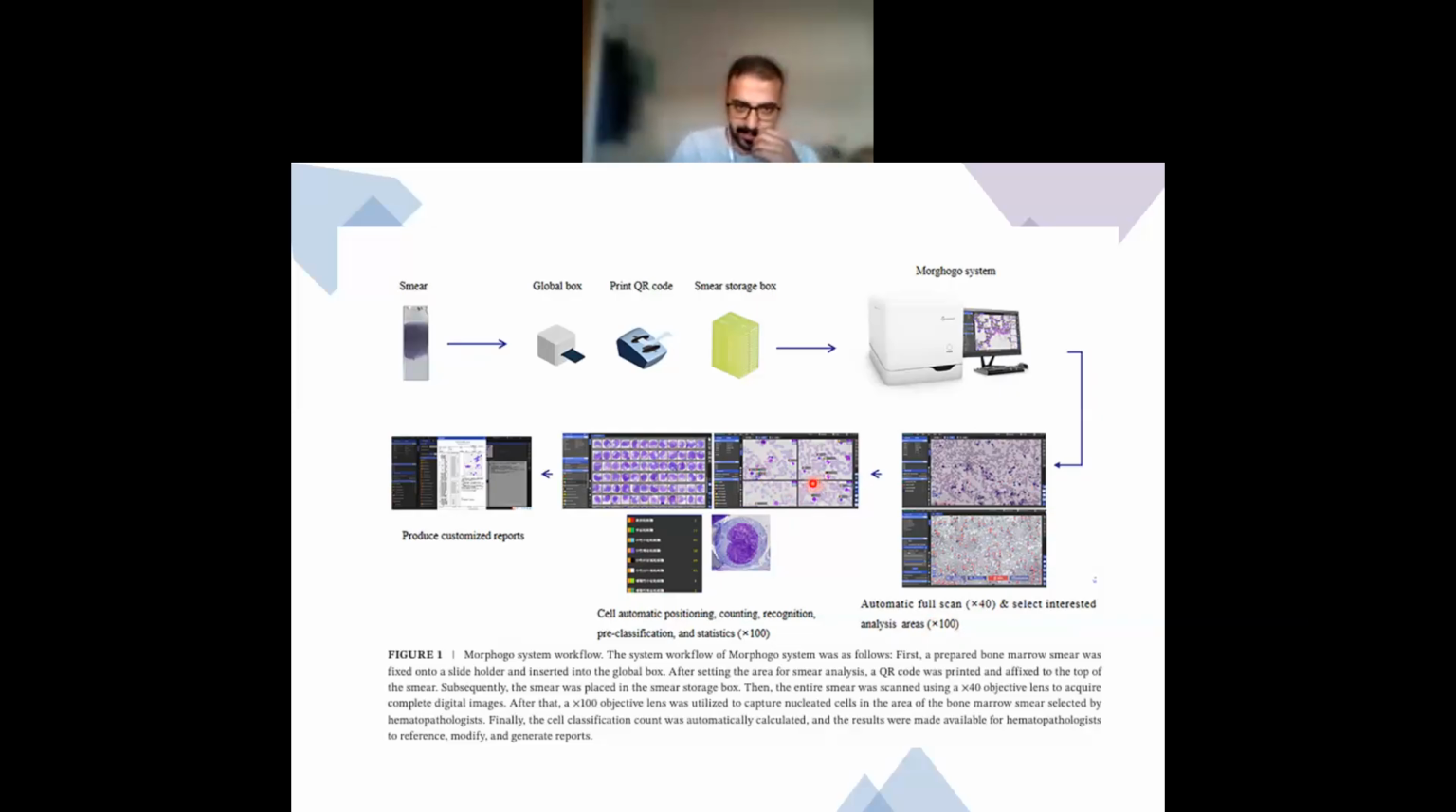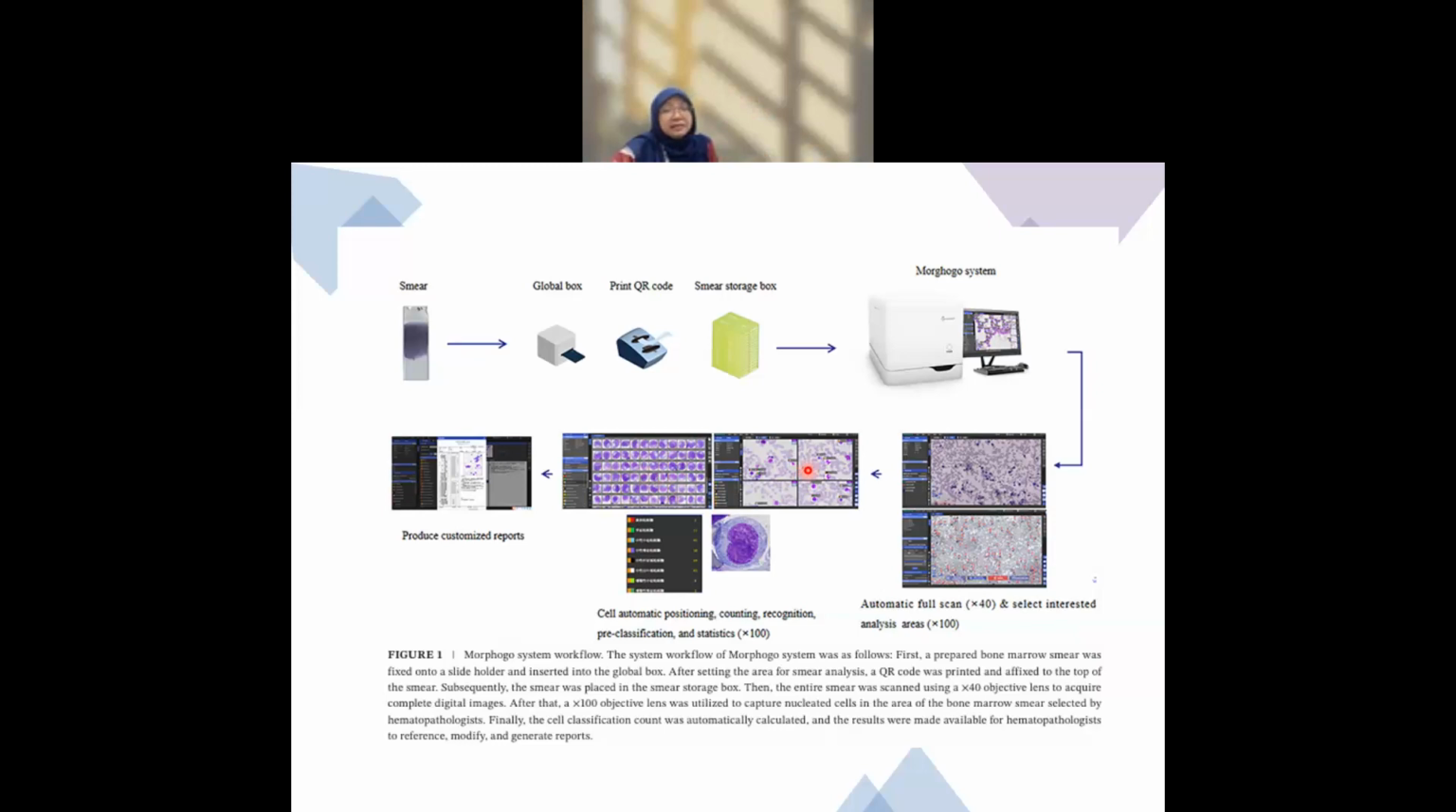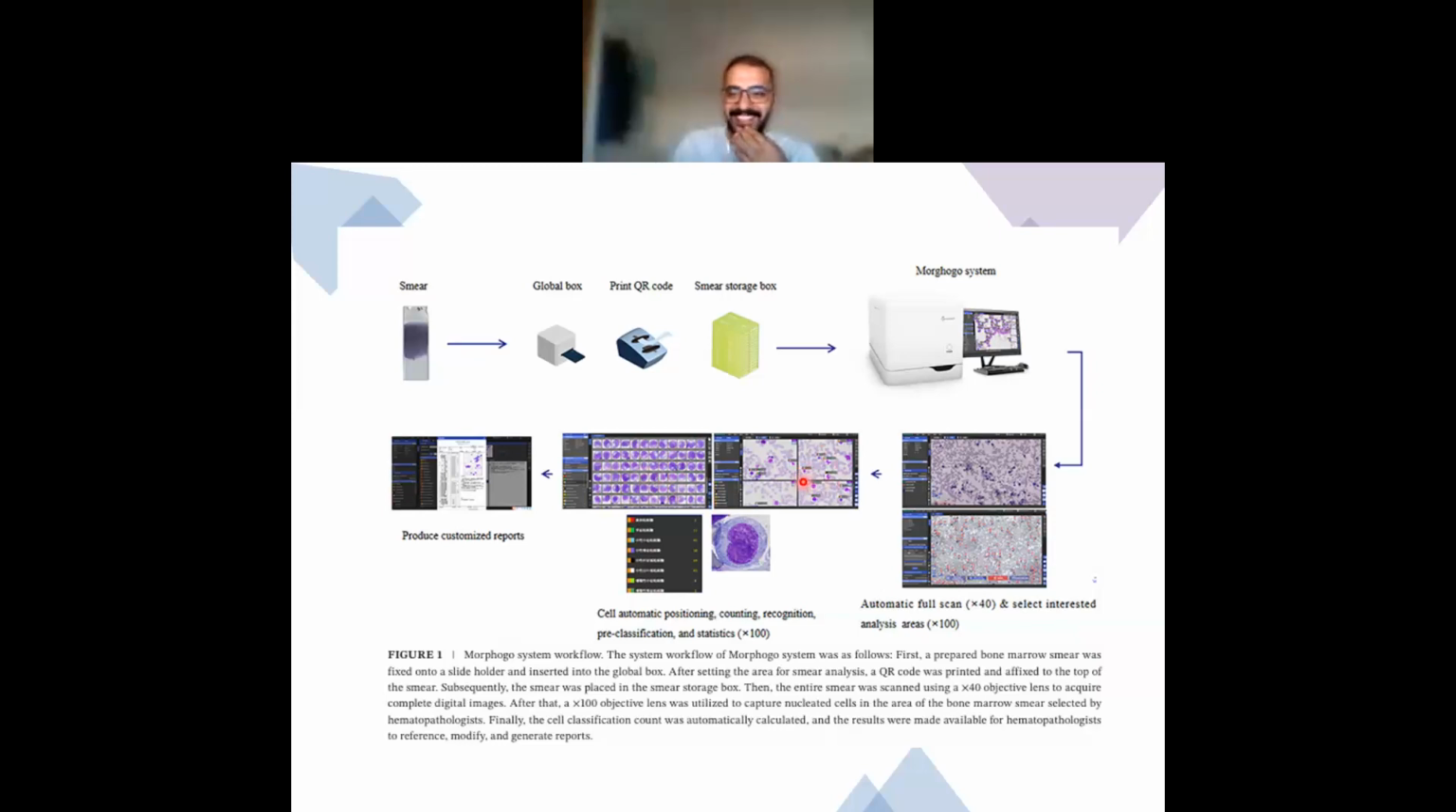After that, the system gives us this image for the ROI, which is the region of interest determined by the hematopathologist, and then gives this classification for the many types of cells in the slide, and produces customized reports for review by the hematologist.